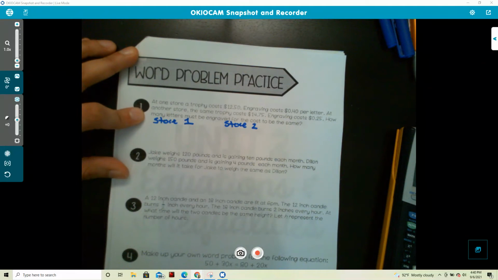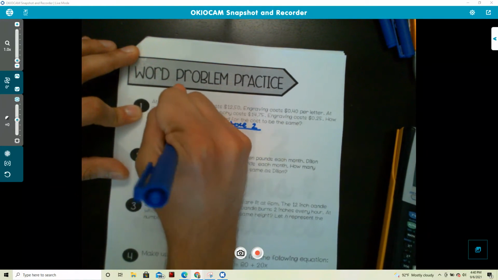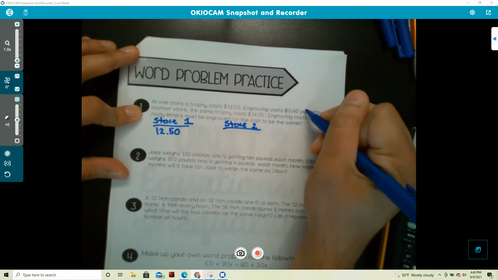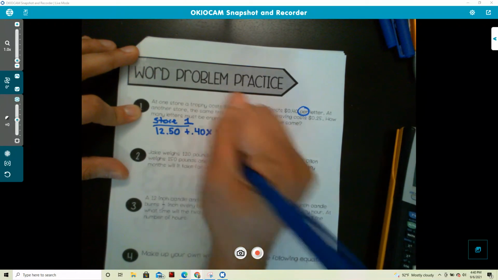So at one store, a trophy costs $12.50. So that's the fixed amount. Engraving costs 0.40 per letter. So I'm going to put plus 0.40x.